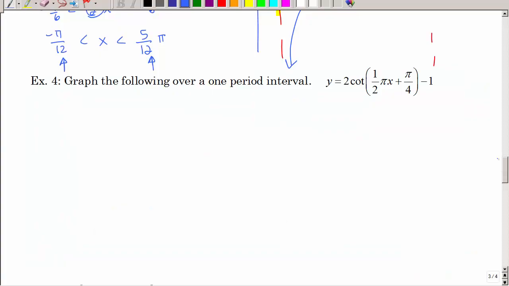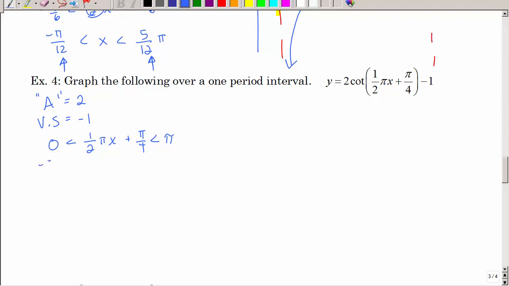Let's do a cotangent. All right, so again, our amplitude is 2, our vertical shift is down 1, and I'm going to take the angle, and again this is my way, and I'm going to set it between what two values? Where did my original cotangent begin and end? What were the asymptotes? They were at 0 and pi. That's the tricky part. You've got to just memorize that.